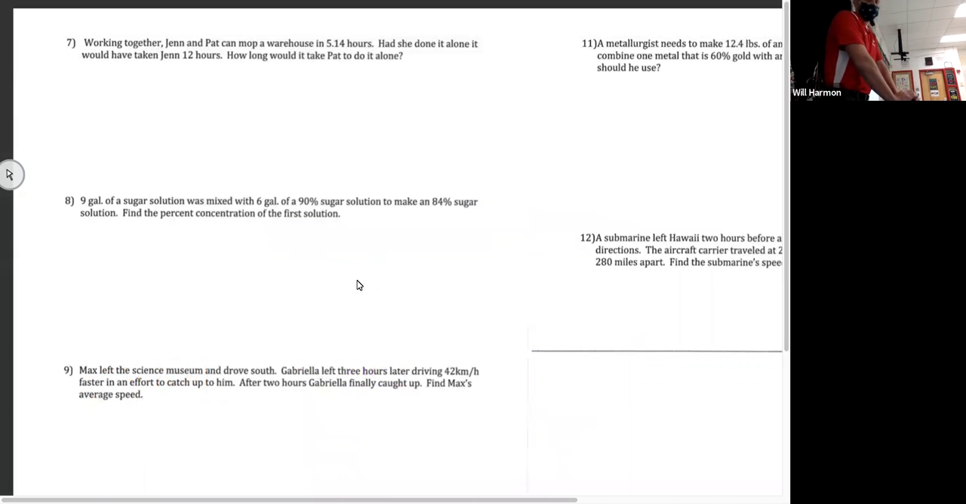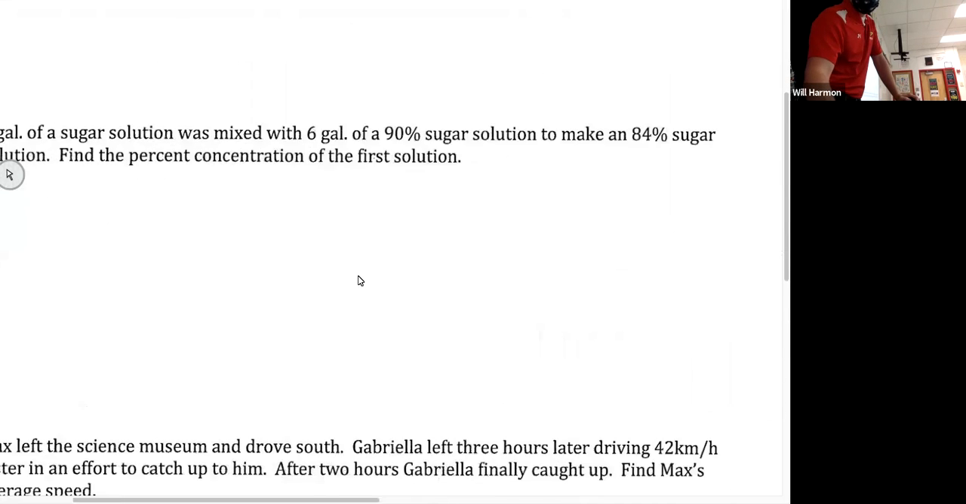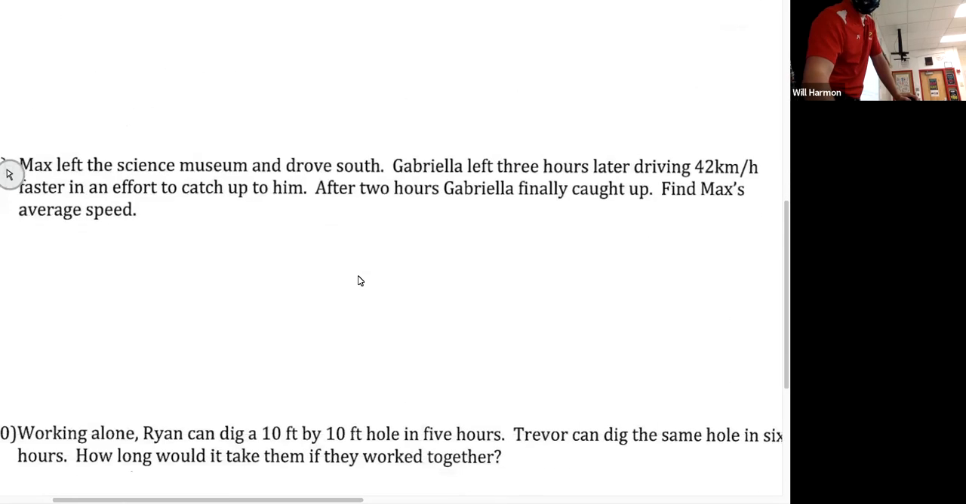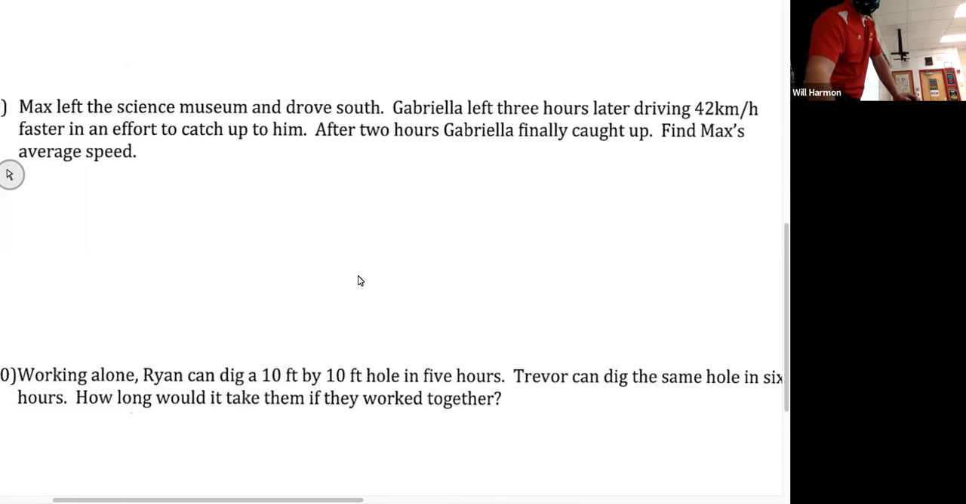All right, number 7's the same type. We don't have to do 8. Oh, let's do 9. 9 looks fun. All right, number 9. Max left the Science Museum and drove south.